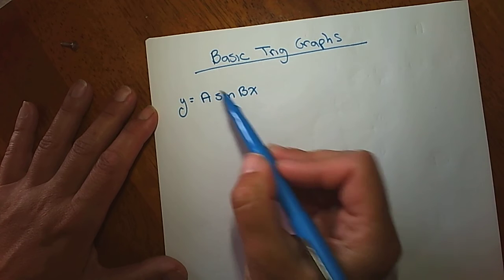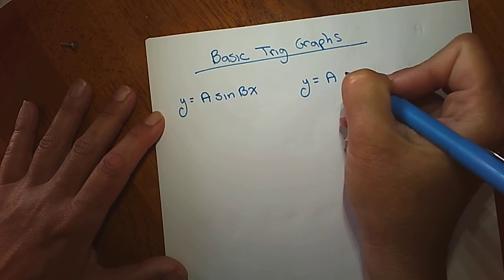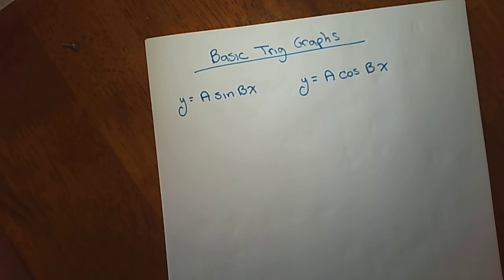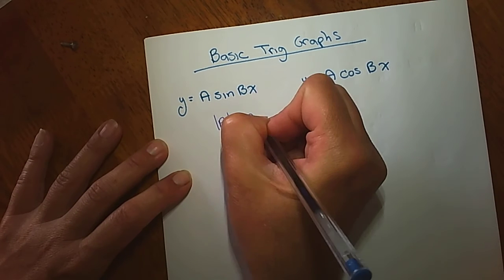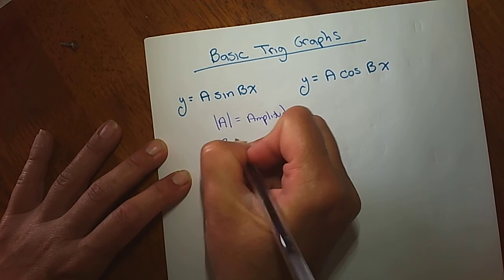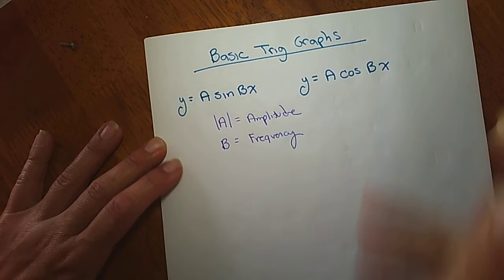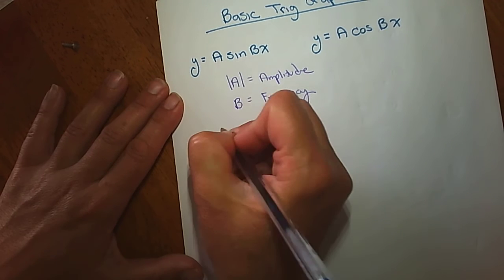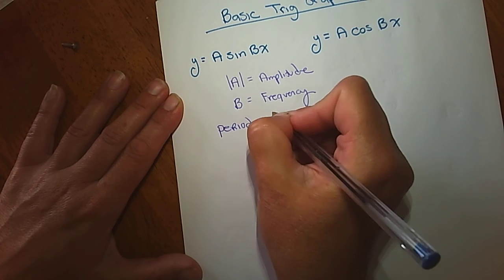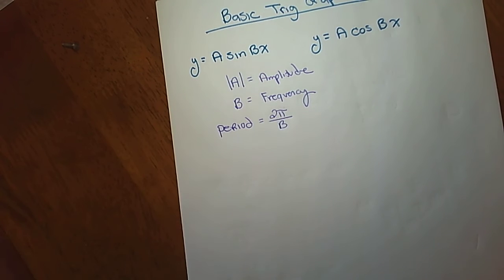y equals A sine bx. y equals A cosine bx. And what's important to know about this is that A stands for what we call the amplitude. And B is what we call the frequency. Now, we're also going to do one important formula, and that formula is called the period. You're going to need to know this formula. It's 2 pi over the b. So it'll be 2 pi over the frequency.